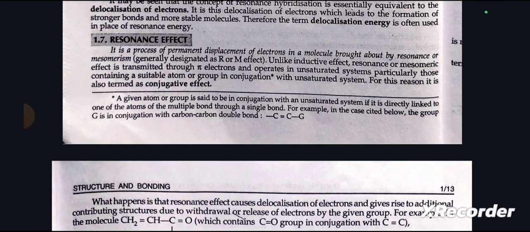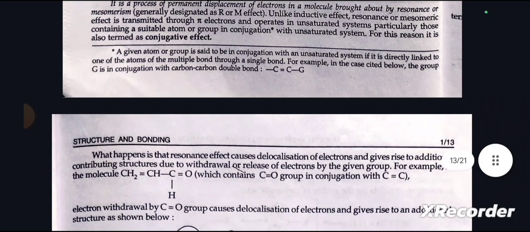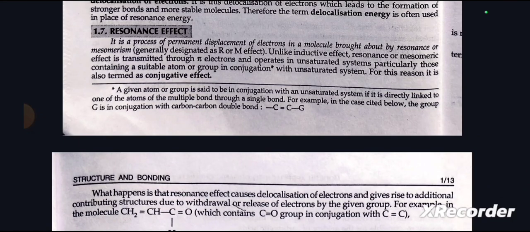1.7 Resonance effect. It is a process of permanent displacement of electrons in a molecule brought about by resonance or mesomeric effect, generally designated as R or M effect. Unlike inductive effect, resonance or mesomeric effect is transmitted through pi electrons and operates in unsaturated systems, particularly those containing a suitable atom or group in conjugation with the unsaturated system. For this reason, it is also termed as conjugative effect.